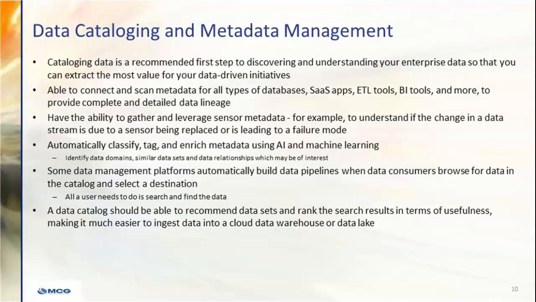So like if you want to understand if there's been a change in the data stream, that shouldn't be something that you have to monitor separately. It should be able to advise you of what the anomalies are in the stream. And automatic classification, tagging, and enrichment of metadata, and some data management platforms, this will be my last read here, but automatically build data pipelines when data consumers browse for data in the catalog and select a destination. So there you go. It's getting ahead of you here and laying some tracks out there ahead of you.